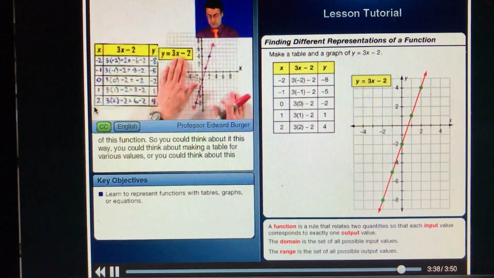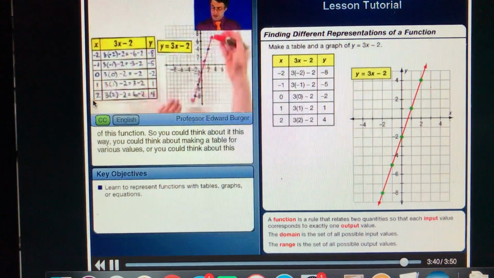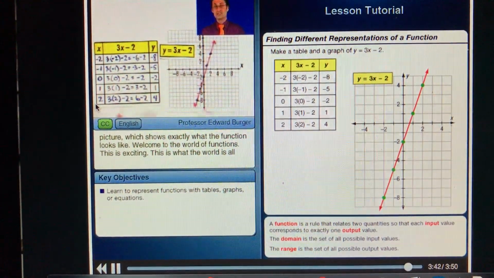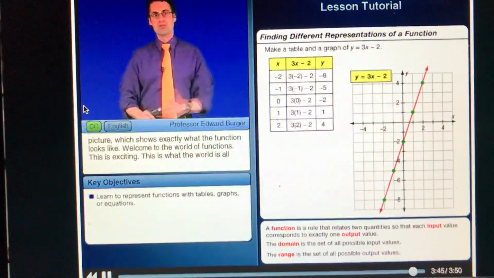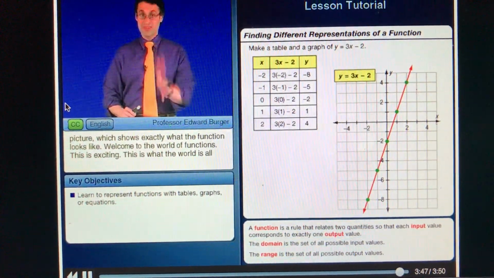So you can think about it this way. You can think about making up a table for various values, or you can think about this picture, which shows exactly what the function looks like. Welcome to the world of functions. This is exciting. This is what the world's all about.